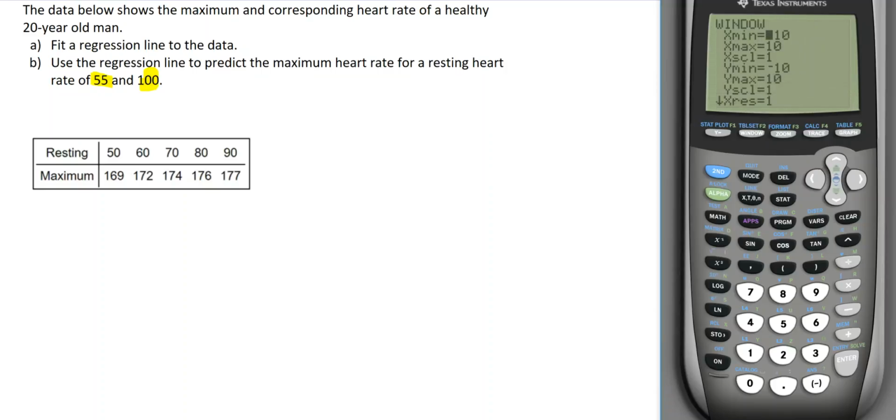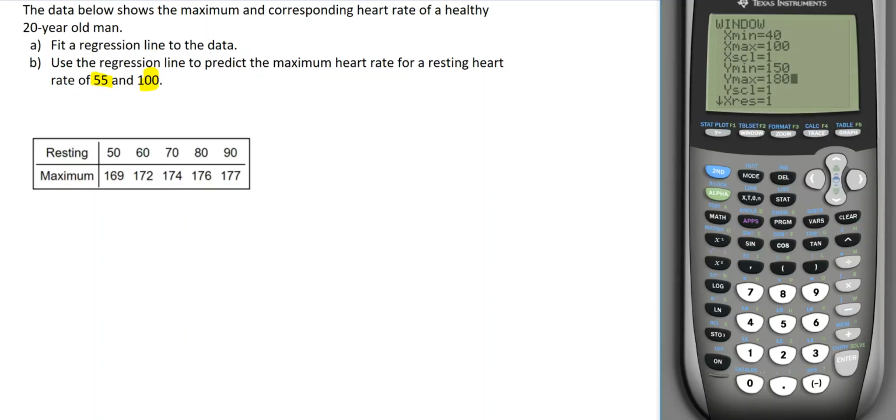Okay, in order to see the data, the scatter plot, we have to change the window. The minimum is 50, so we want to go down to 40 so we are able to see the 50. And the maximum is 90, so let's go up to 100 so that we see the 90. Then for the Y, the minimum was 169, so let's start at 150. And the maximum is 177, so let's end at 180.